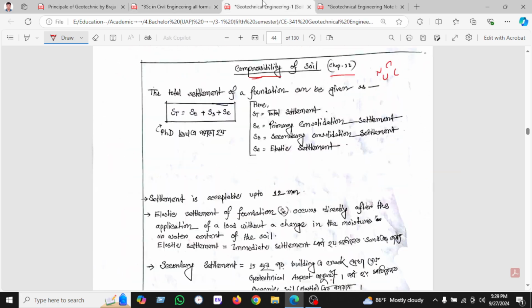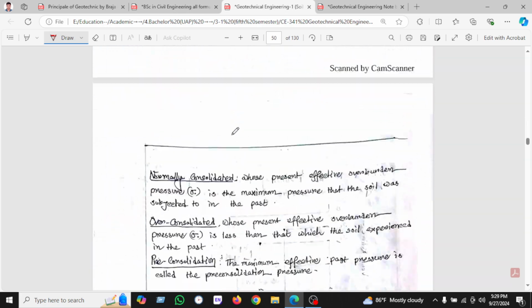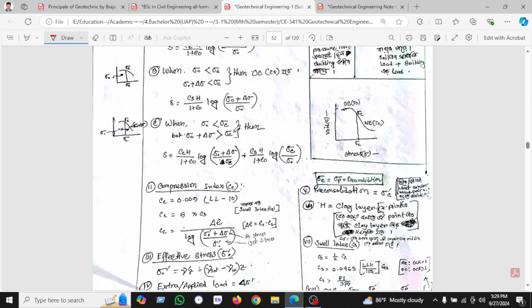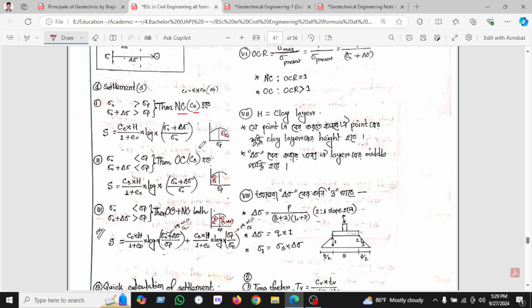Here are some formulas for Cc: Cc equals 0.009 times (liquid limit minus 10), Cc equals 5 times Cs, Cc equals delta e divided by log of sigma final over sigma initial. Then the settlement formula is Cc times H divided by (1 plus e naught), times log of (sigma naught plus delta sigma) over sigma naught.